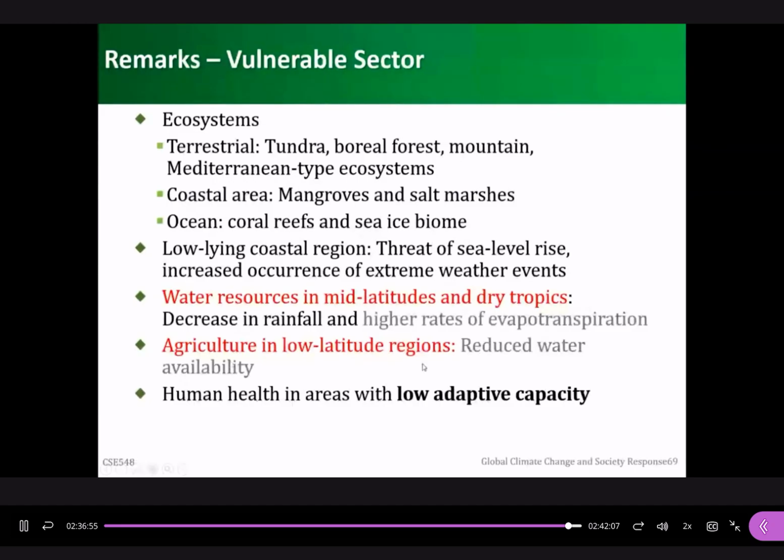Agriculture in low-latitude regions will have reduced water availability. This corresponds to the monsoon change in India. Because India is affected by the monsoon, temperature increase will change the monsoon there and affect their agriculture. We will talk about this in the next class. Human health, low adaptive capacity. This indicates the mountain areas or the poor people.